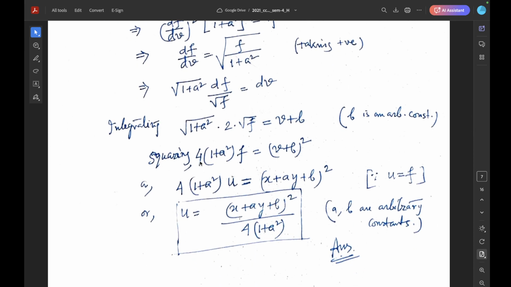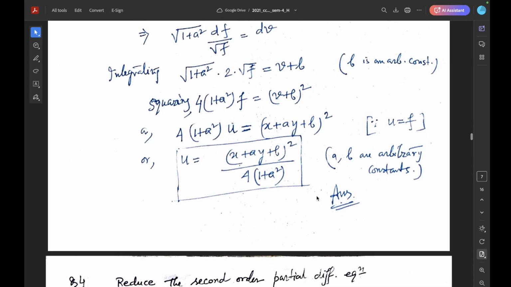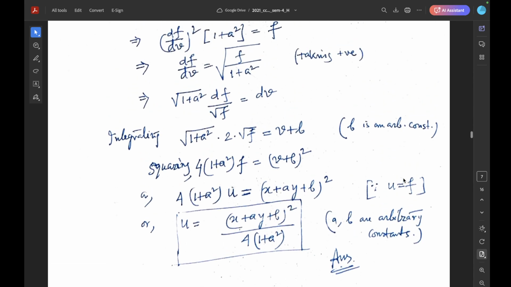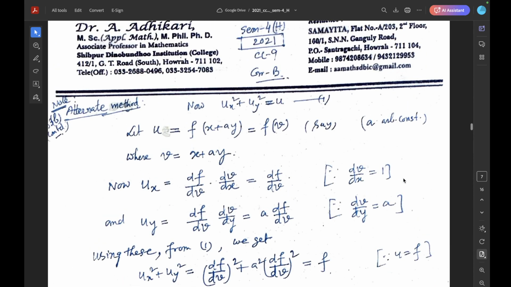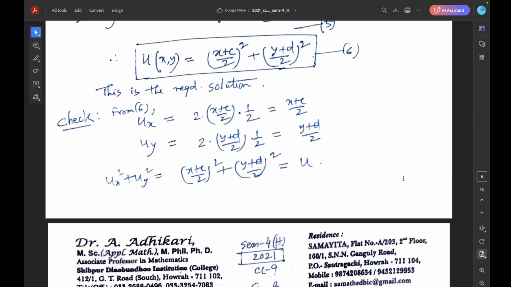Squaring, we get 4 (1 plus a square) f equal to (v plus b) whole square. So after simplification we get u equal to (x plus ay plus b) whole square divided by 4 (1 plus a square). Here a and b are arbitrary constants. So from this we get a equal to this, and from this u equal to ((x plus c) by 2) plus ((y plus d) by 2) whole square.